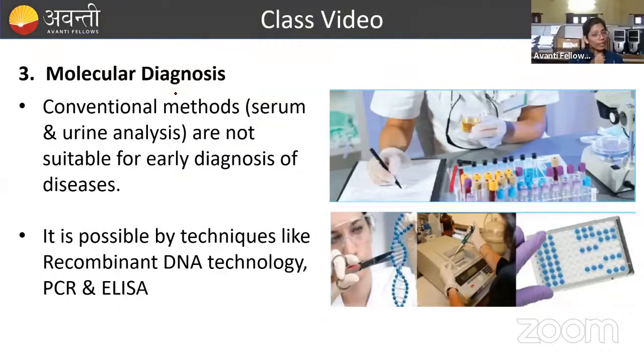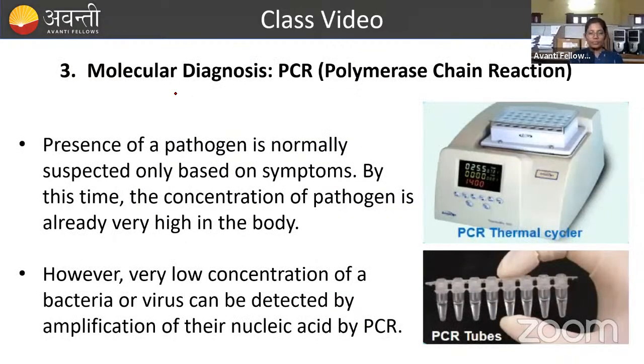What are those molecular diagnoses? Urine test, blood test, we all know. But how is molecular diagnosis done? One is PCR. We are all in the era of COVID now, right? We know RT-PCR. Why do we go for RT-PCR? To treat the disease? No, to identify whether the disease is there or not. RT-PCR, real-time polymerase chain reaction, or reverse transcription polymerase chain reaction.